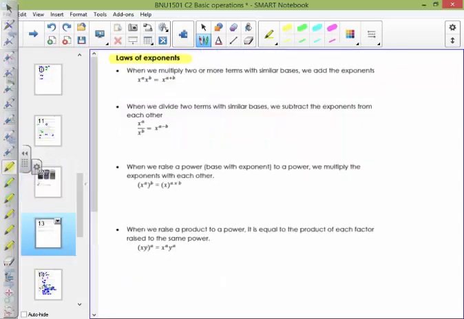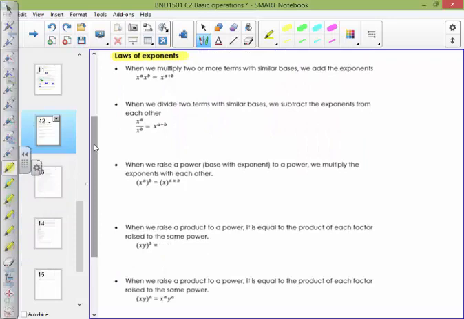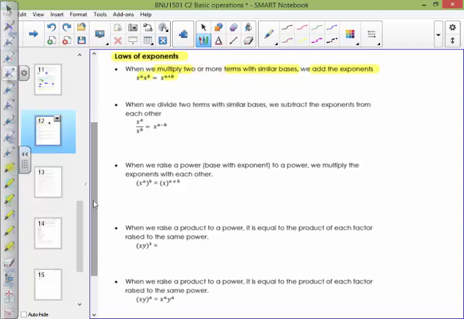All right, let's look at some of the laws of exponents. When we multiply two or more terms with similar bases, then we will add the exponents. So x to the a times x to the b is equal to x to the a plus b. You will add those two exponents. So if you've got x to the power of 3 and x to the power of 5, then you would say x to the power of 3 plus 5 is x to the power of 8.